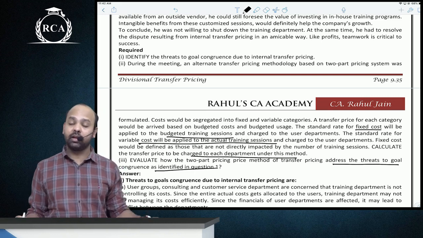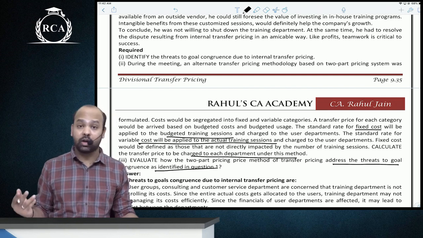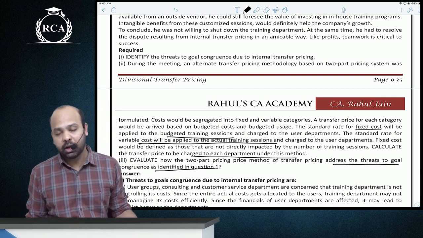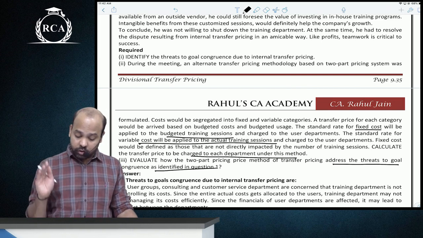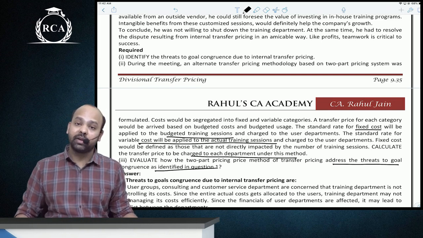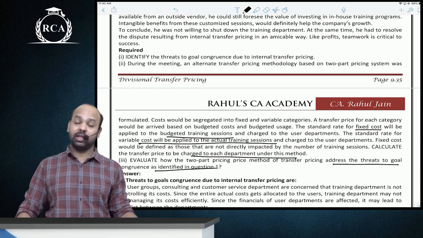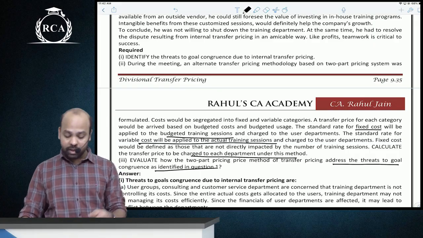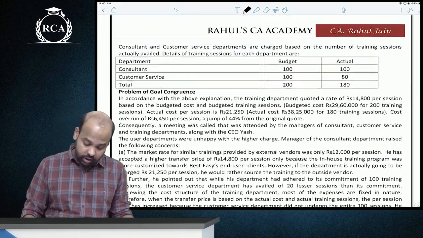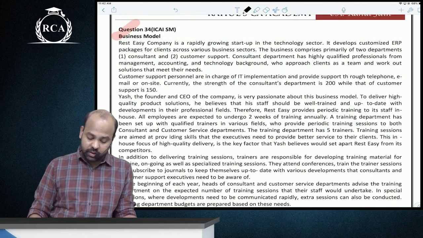Dispute settlement cycle. For dispute settlement, beta, we have a two-part, a dual rate transfer pricing system, a two-part transfer pricing system. So guys, the very first thing that you have to keep in mind, beta, is to identify what the threats are that the existing transfer pricing system has, and then go as per the revised one. Understood, sir? Now let us read the question, guys.